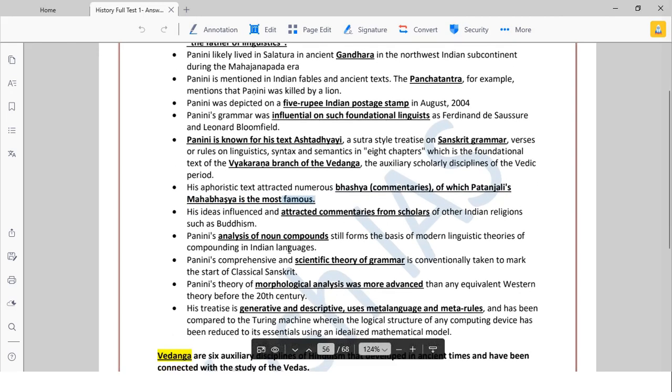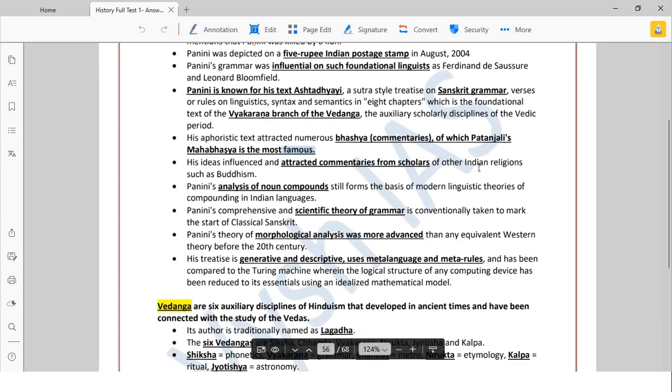His ideas influenced and attracted commentaries from scholars of other Indian religions such as Buddhism. Panini's analysis of noun compounds still forms the basis of modern linguistic theories. So even in modern days, when you form language, you are still following or influenced by something from his grammar. Okay. Panini's comprehensive and scientific theory of grammar is conventionally taken to mark the start of classical Sanskrit.